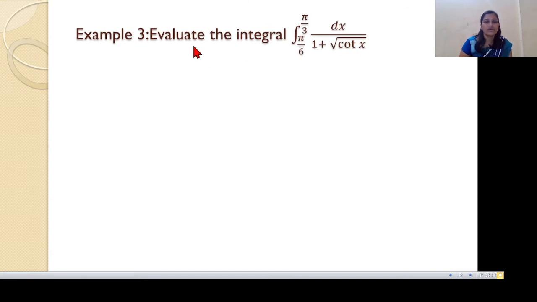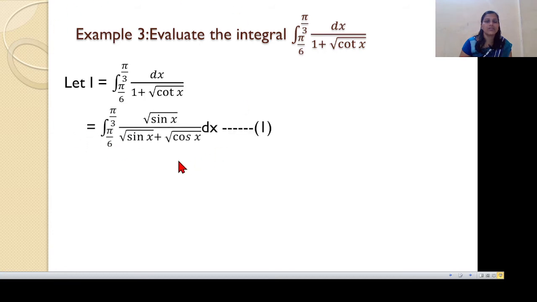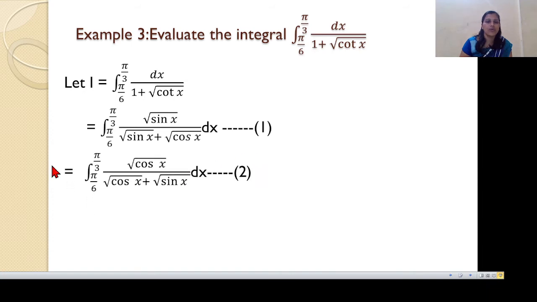Then we will go to our next example, that is example 3. Third example is integral pi by 6 to pi by 3 dx upon 1 plus root of cot x. So let I is equal to this given integral. Then in next step, we are going to convert this cot x into cos x by sin x. So after simplification, we get this step and we call this as equation number 1.